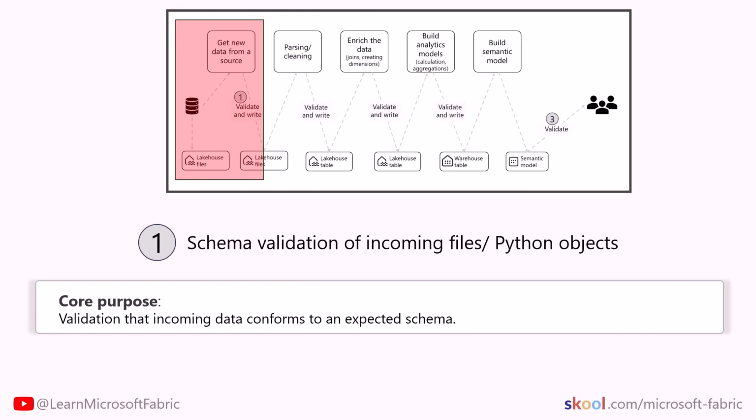So again, the core purpose is to validate that the incoming data conforms to an expected schema. That's the main purpose here. Because if the schema changes, then it's going to ruin all of our downstream analytics activities, because maybe you've got lots of notebooks and semantic models, and they expect a certain schema for that incoming data. So if the incoming data schema changes, it's going to ruin absolutely everything downstream of that. So we want to highlight this really early on.